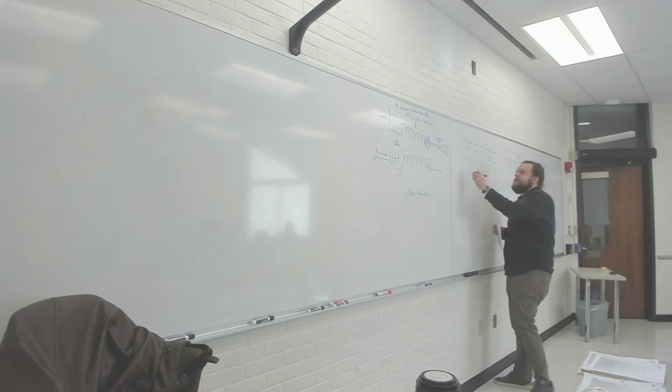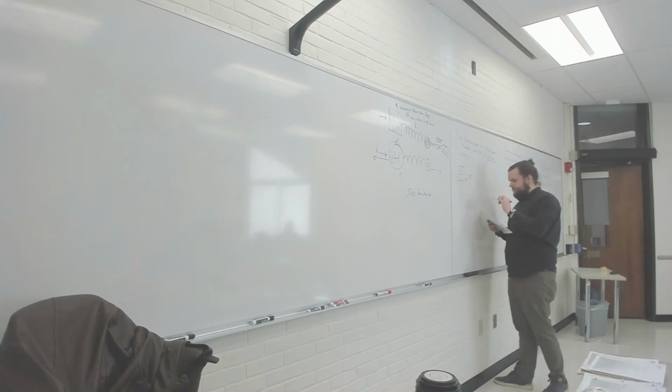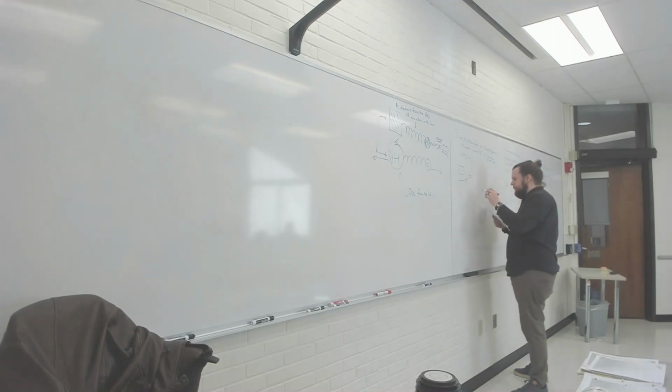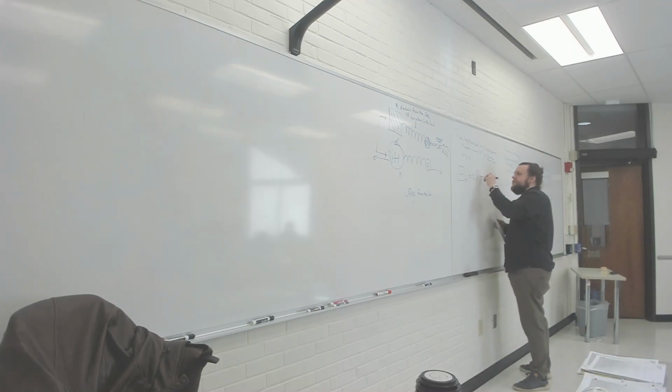And the energy as a function of the quantum number V is h bar times the square root of the force constant divided by the reduced mass, times V plus 1/2. That's it.